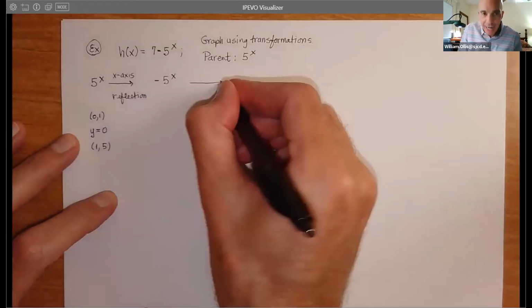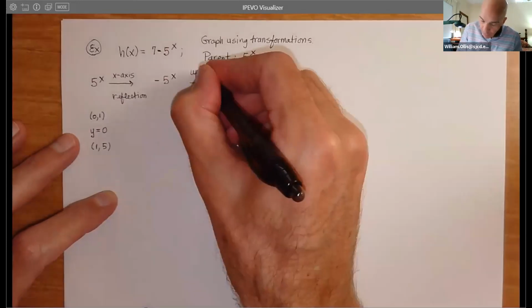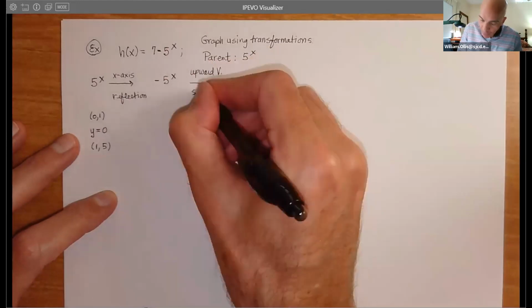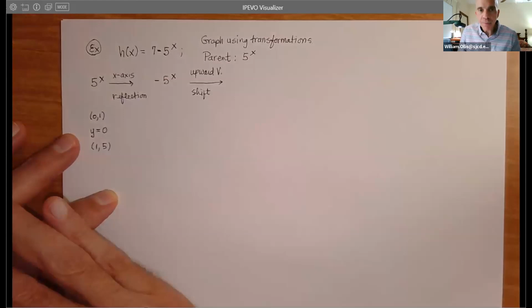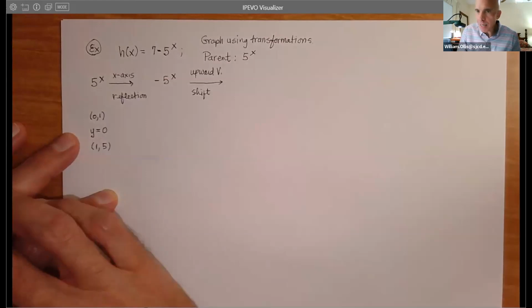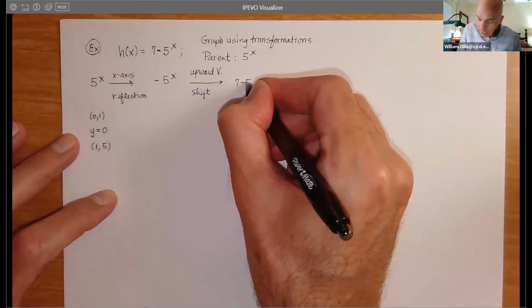And then, of course, adding the 7 will just be an upward shift. So very simple, upward shift. Of course, when we do the trigonometry, we're going to spend a lot of time with horizontal stretches and compressions and changing periods and things. So that'll be a little bit more complicated than this, but certainly doable. So this gives us 7 minus 5 to the x.